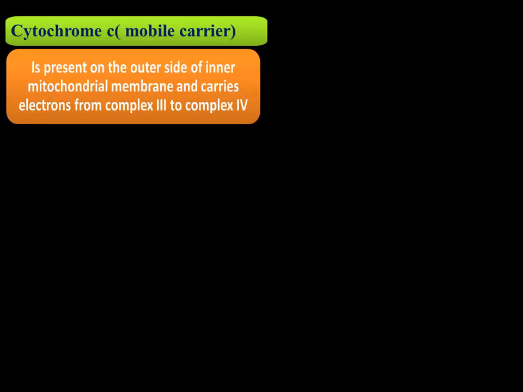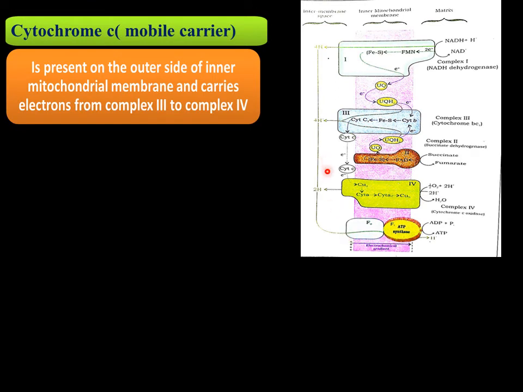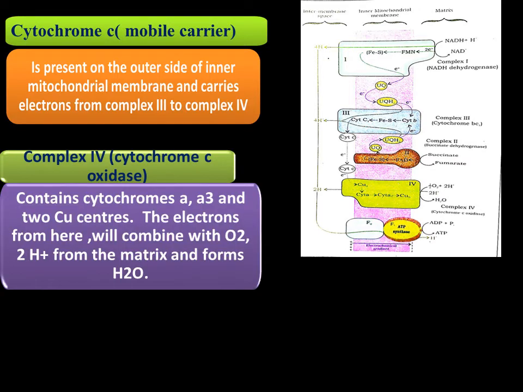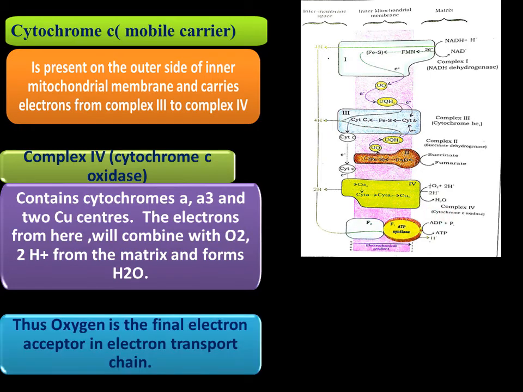Cytochrome C, the mobile carrier, is present on the outer side of the inner mitochondrial membrane and carries electrons from complex 3 to complex 4. Complex 4 is also called cytochrome C oxidase, contains cytochromes A, A3 and 2 copper centers. The electrons from here will combine with oxygen, 2 protons, and they will form water. So oxygen is the final electron acceptor.